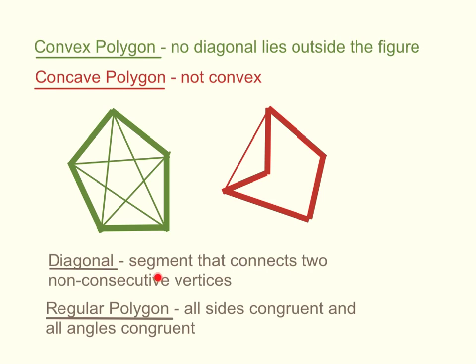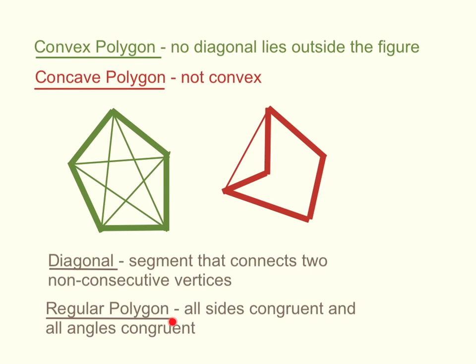And of course, here's the definition of diagonal. A diagonal is a segment that connects two non-consecutive vertices. Consecutive, of course, means one after the other. So non-consecutive would mean not one after the other. And you can see this diagonal here goes from this vertex to this vertex, and those are non-consecutive because I skipped this vertex here.